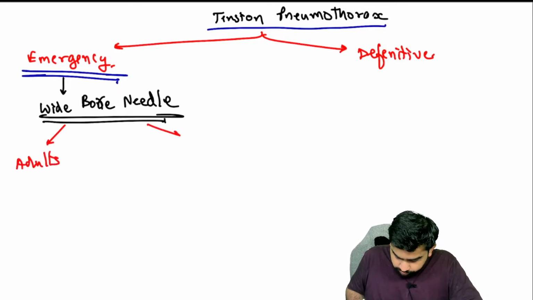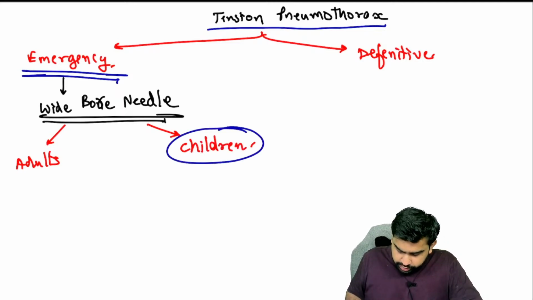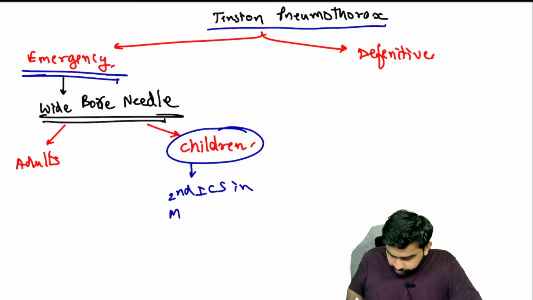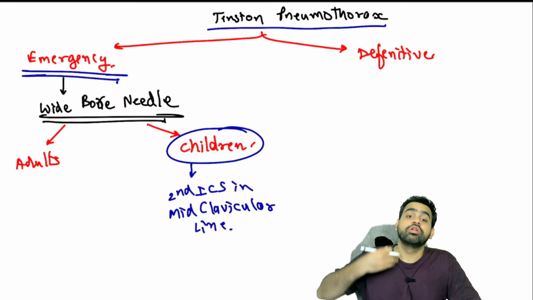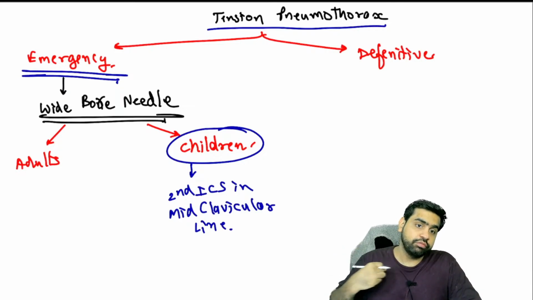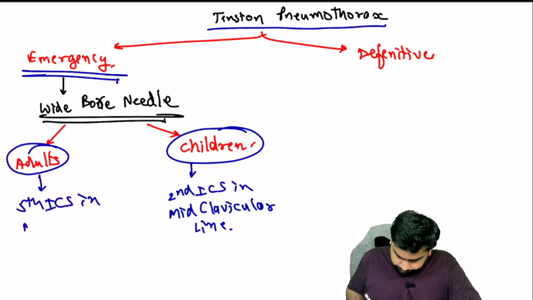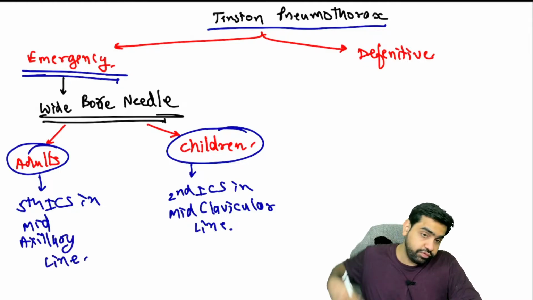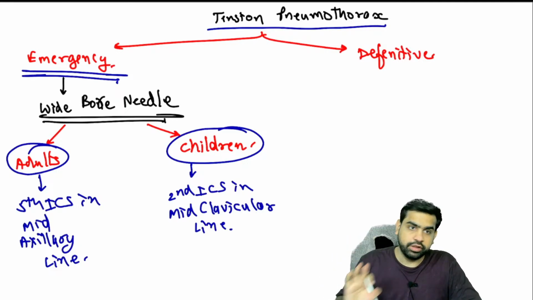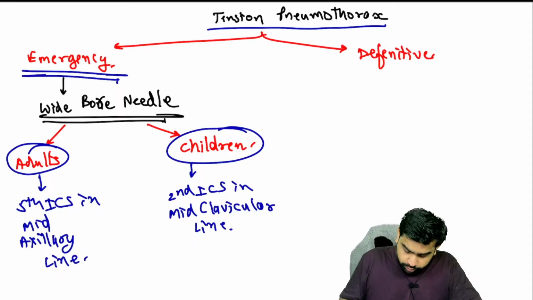In case of children, this particular wide bore needle is put in the second intercostal space in the mid clavicular line. Second intercostal space. What about in the adults? In the adults, you put it in the fifth intercostal space in the mid axillary line. Do you understand my point? This is what is an emergency management. What about a definitive management?